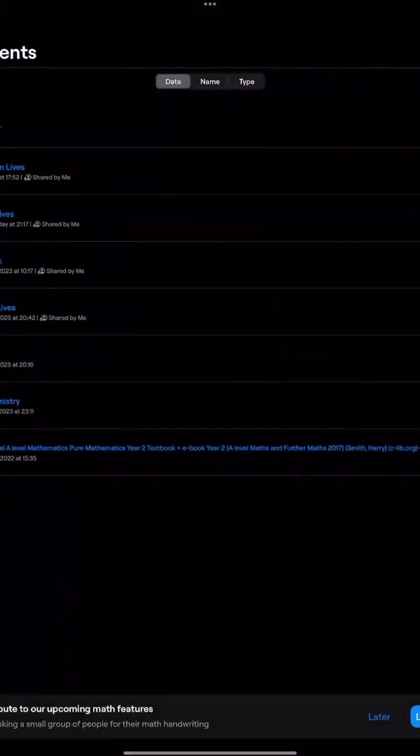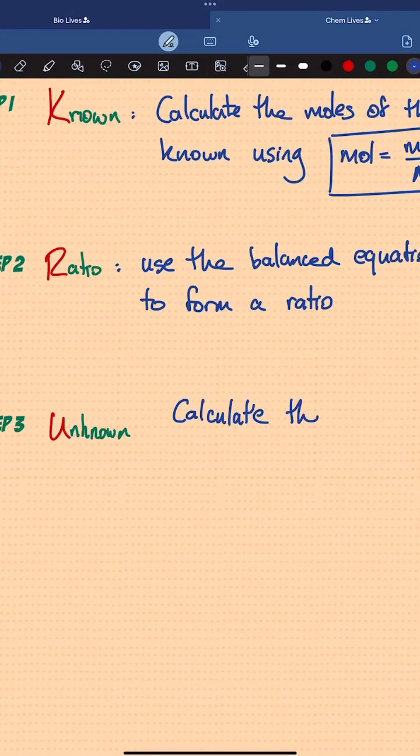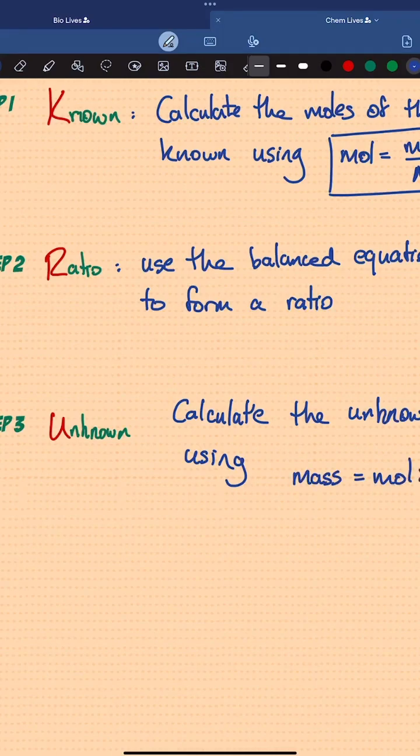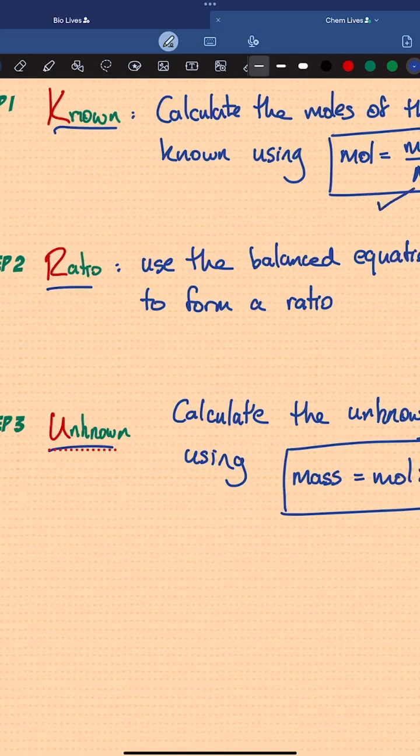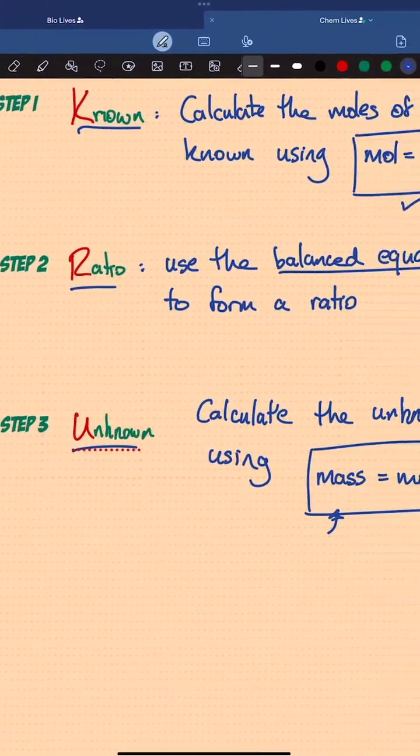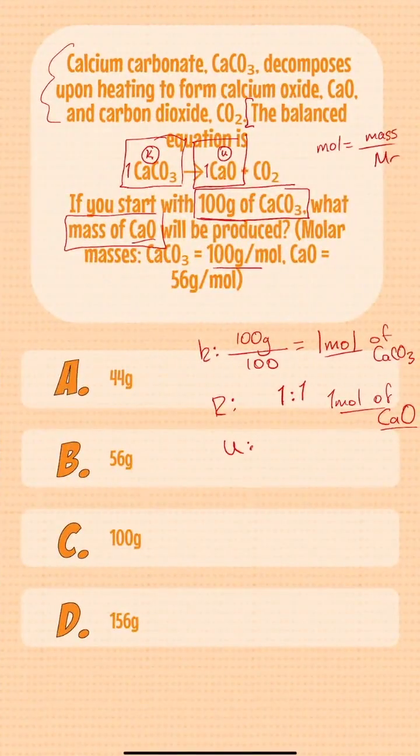So the final step here is to calculate the unknown using the equation that we had, but we need to rearrange it. We're trying to find out mass is equal to moles times Mr. If you follow these steps, guys, you'll be able to do so many more questions. So KRU: known, ratio, unknown. Known, you use moles equals mass over Mr. Ratio, use the balanced equation to come up with the ratio. And then unknown, you use that equation again, but you just rearrange it: mass equals moles times Mr. We're going to use this over and over again for the next few questions.